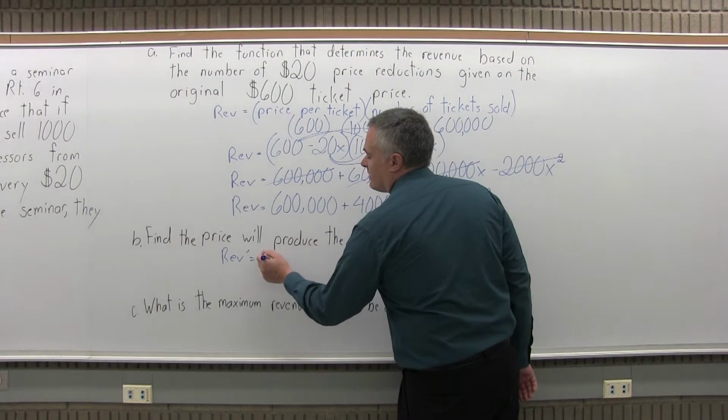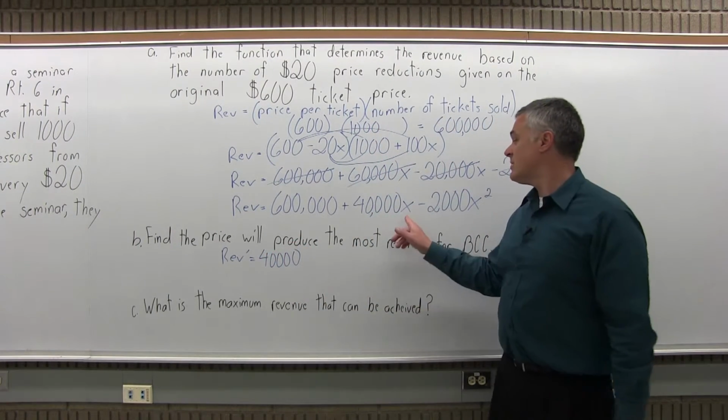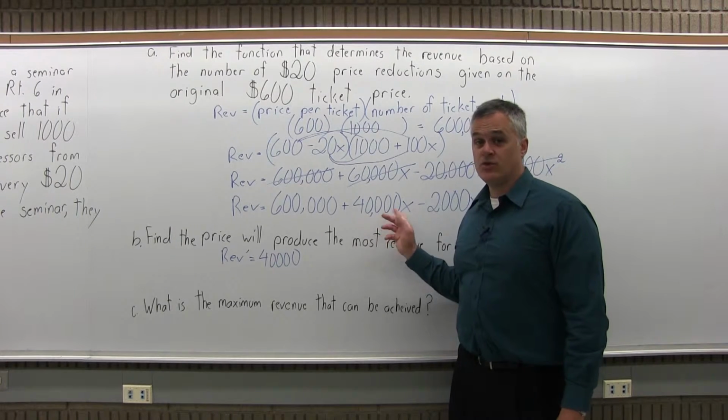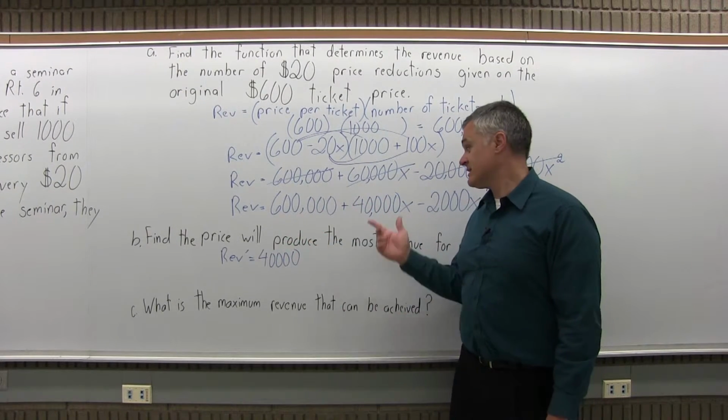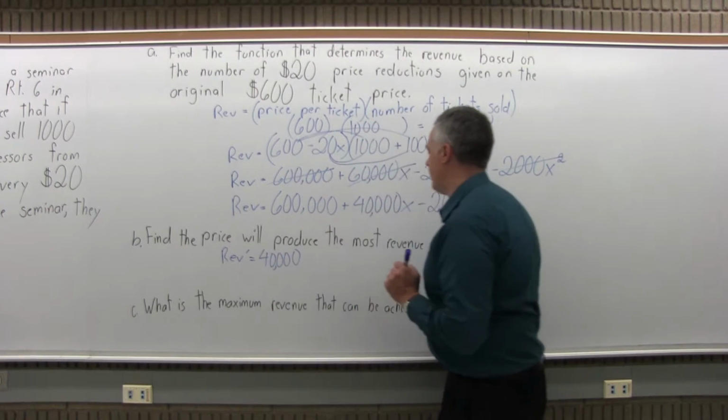The 40,000x will have a derivative of 40,000. And as we've seen before, what happens when you have an x to the first power, the derivative is whatever the number in front of the x is. In this case, this big 40,000 number. I'll put in my comma too.